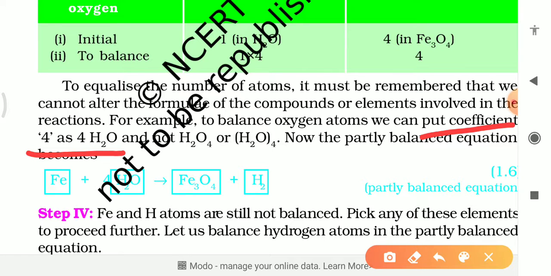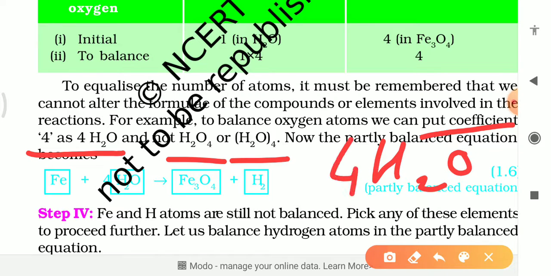We can use the coefficient 4. No, we can't write it this way, S2O4. No, this is S2O, then you will write the 4 here. Now I think in maths you have studied the distributive law. The same process we will do here. We will multiply this 4 to these 2 atoms.